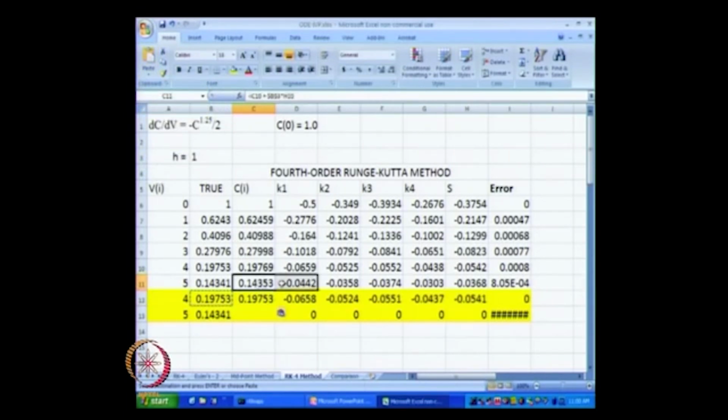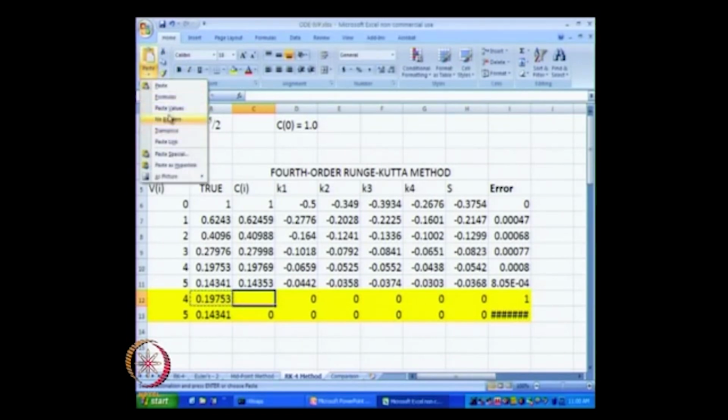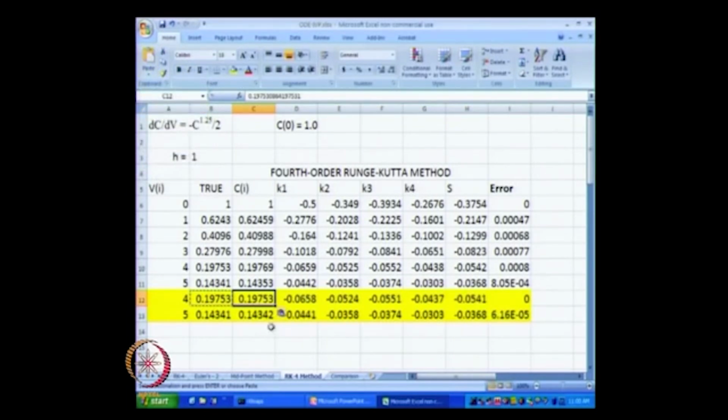Okay. And if I were to use the actual true value, I will just copy this particular true value and paste it over here by using paste values. Now what we see over here is, let us say we started off from V equal to 0 and we reached V equal to 5. When we did that, the error was 6 into 10 to the power minus 4.